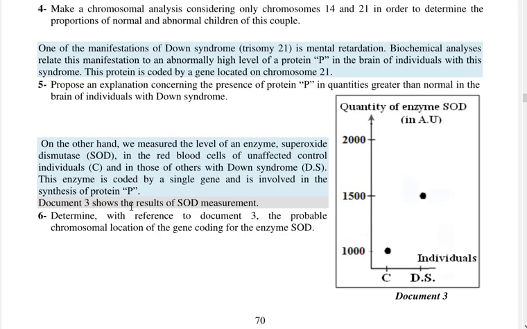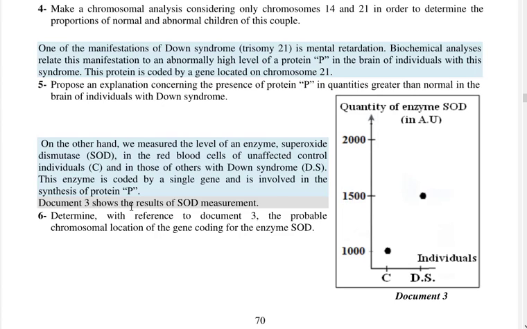One of the manifestations of Down syndrome, trisomy 21, is mental retardation. So now the offspring of the child will have a kind of mental retardation. That means he will be, let's say, late in talking, walking, also learning, and these things. Now we want to see what happens inside the body that causes this.